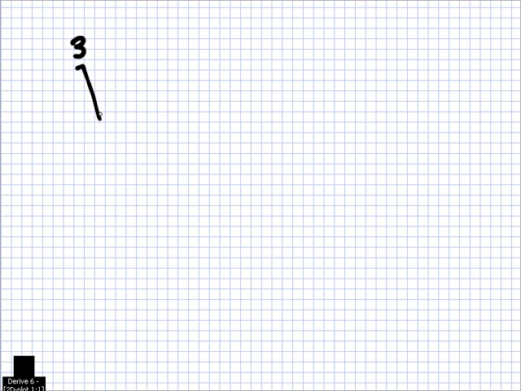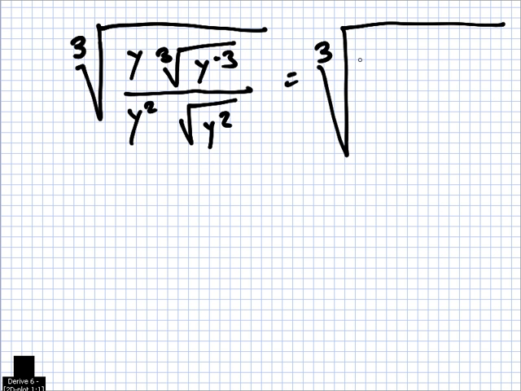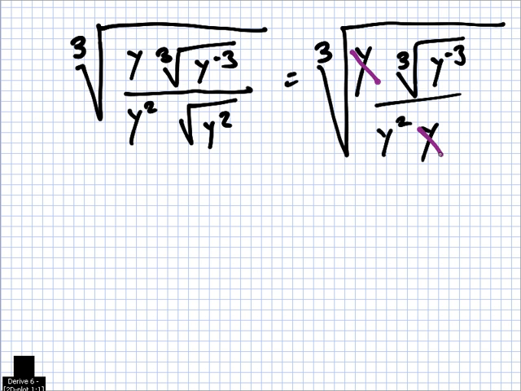Cube root y minus 3 over y squared square root y squared. Okay, the first thing I'm going to do, that square root y squared, that's gone. It's just y. So that's the very first thing I'm going to do. So it's cube root y minus 3 all over y squared y. Now, what happens next? Actually, I'm going to cancel that y with that y.